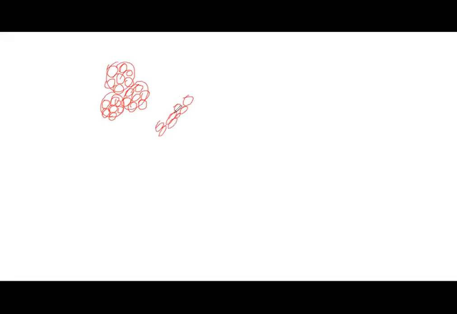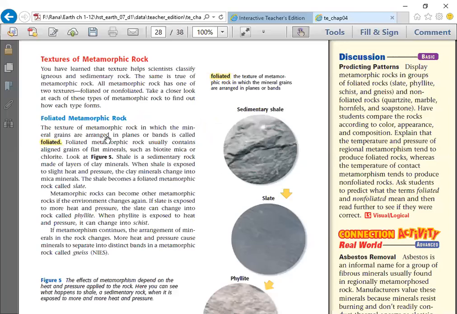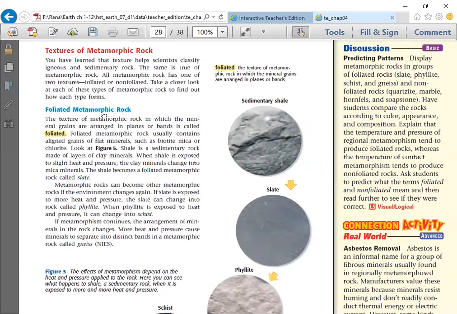So they appear to be in planes and so on. So in that case, their grains already have a specific arrangement, in planes or in bands, which gives them an organized appearance. So we call this foliated texture. Any other question here, guys? No. Okay, so I need someone to start reading this paragraph, foliated metamorphic rock.